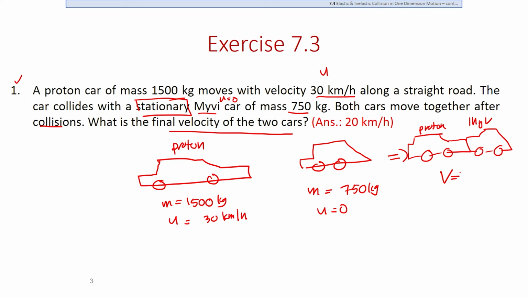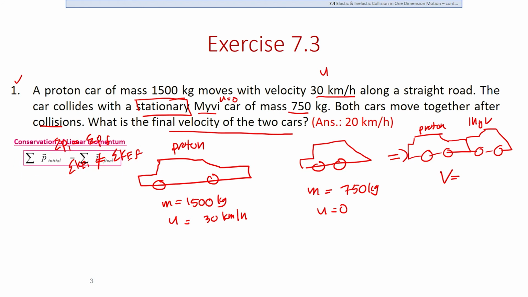So from this we know that it is an inelastic collision. From conservation, we can use the conservation of momentum only. So total momentum before collision equals total momentum after collision. We cannot use the total kinetic energy because kinetic energy is not conserved. So we use the conservation of momentum.